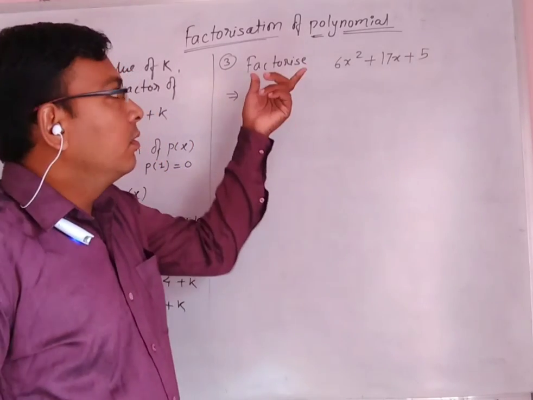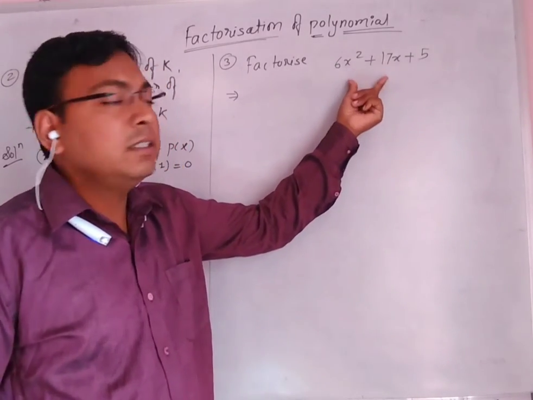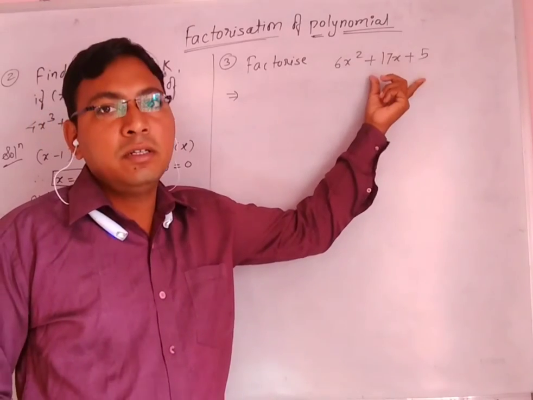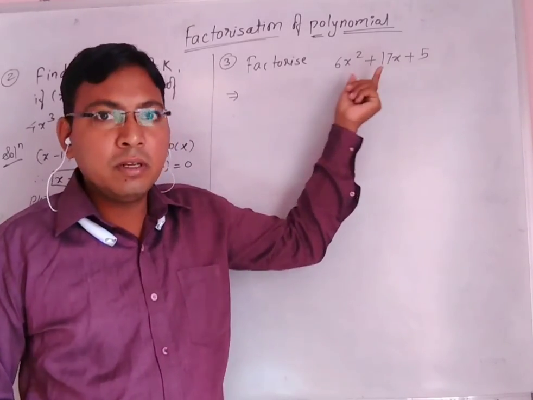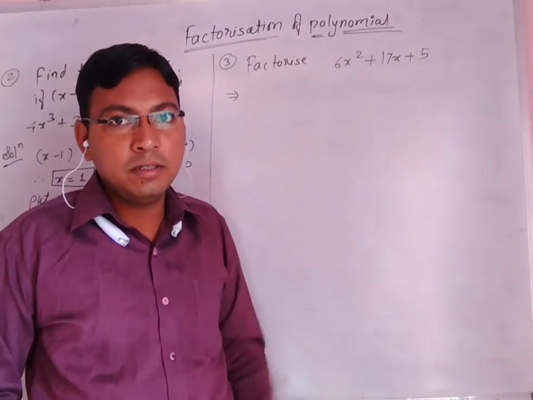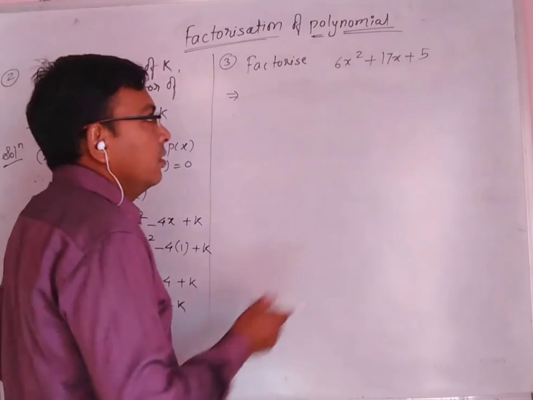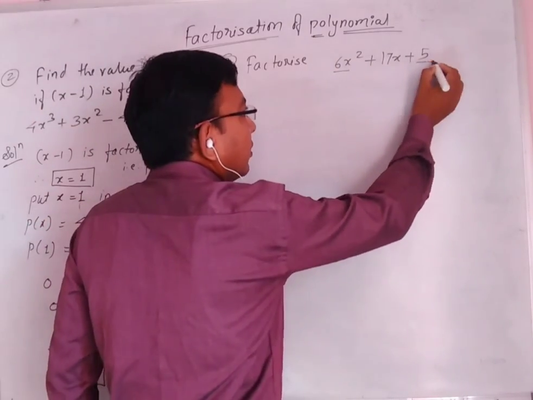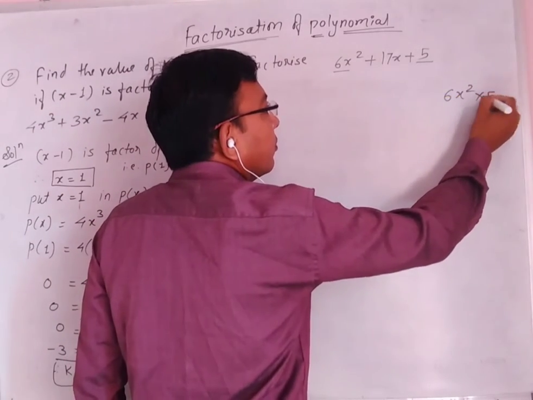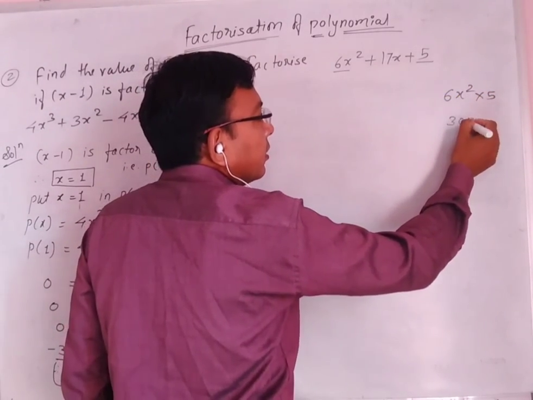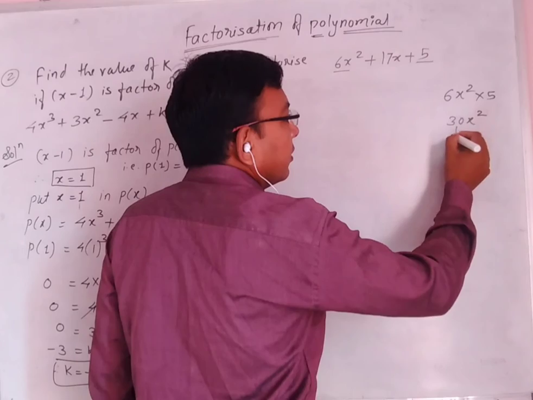now the third problem. Factorize 6x square plus 17x plus 5. Firstly, we will see whether the terms are in order or not. If they are not in order, first write them in order. Here the terms are already in order. So how do we factor this polynomial? Here we multiply the first term and the constant term, 6x square into 5. 6 into 5 is 30, so 30 into x square. First, find the factors of 30.